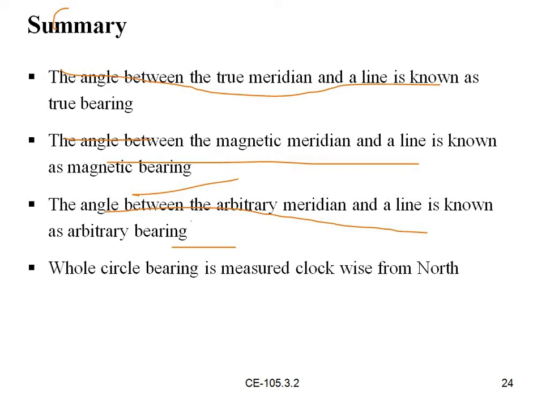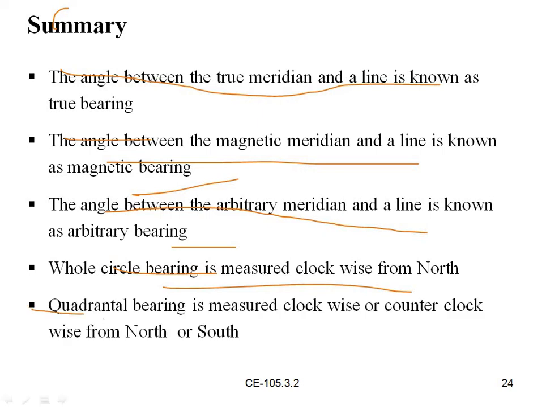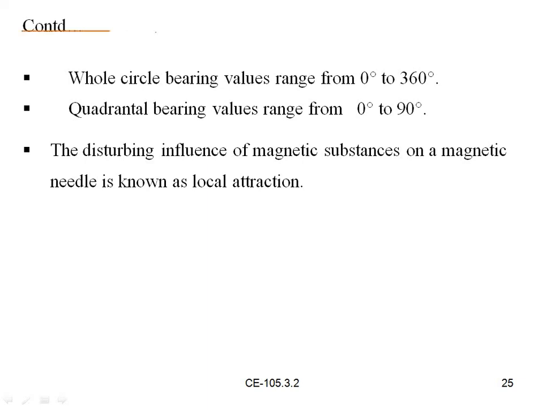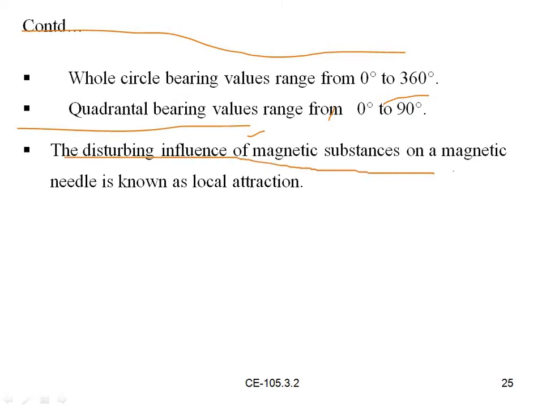Whole circle bearing is measured clockwise from north. Quadrantal bearing is measured clockwise or counterclockwise from north or south. Whole circle bearing values range from 0 degrees to 360 degrees, and quadrantal bearing ranges from 0 degrees to 90 degrees. The disturbing influence of magnetic substances on a magnetic needle is known as local attraction. So these are our local attraction details.